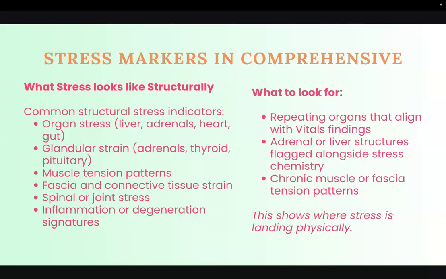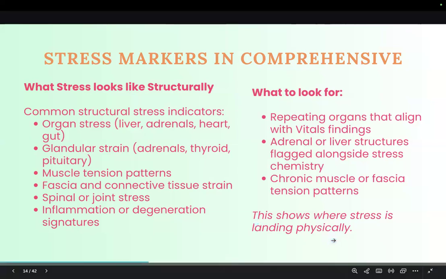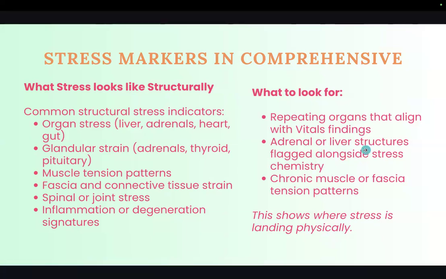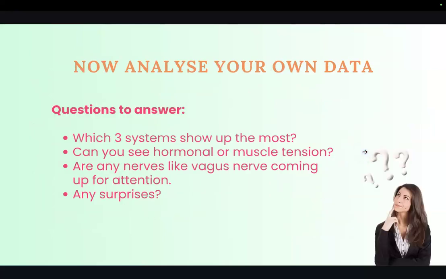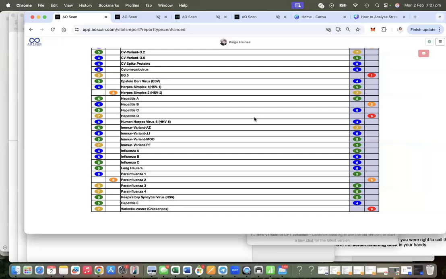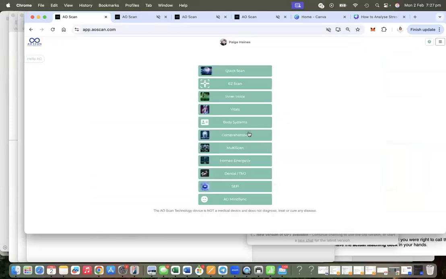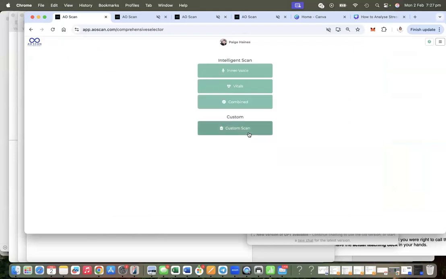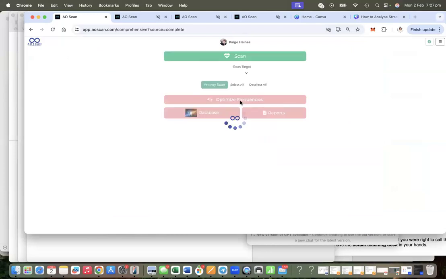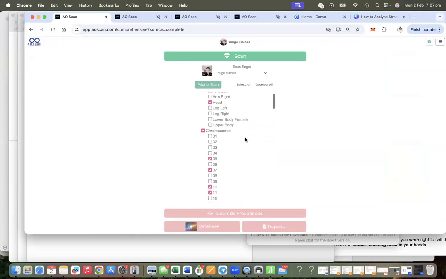Okay. Fascia and connective tissue strain, spinal or joint stress, inflammation or degeneration signatures. And we can also see all the organs in there as well, adrenals, liver, all of those things. Okay, awesome. So have a quick look at yours as well. I will also have a quick look at mine and show you. Now, when we're doing comprehensive, again, if you've done your easy scan, it'll be under combined. Okay, and then you go down to your reports.